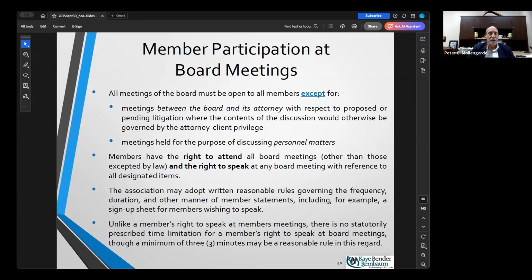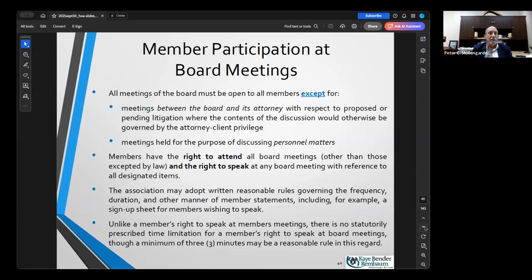Now, other than what I just mentioned, members have a right to attend all board meetings and the right to speak at any board meeting with reference to all designated items, in other words, anything on the agenda. The association may adopt reasonable written rules regarding the frequency, duration, and other manner of member statements, including, for example, requiring people to sign up to speak at the meeting.